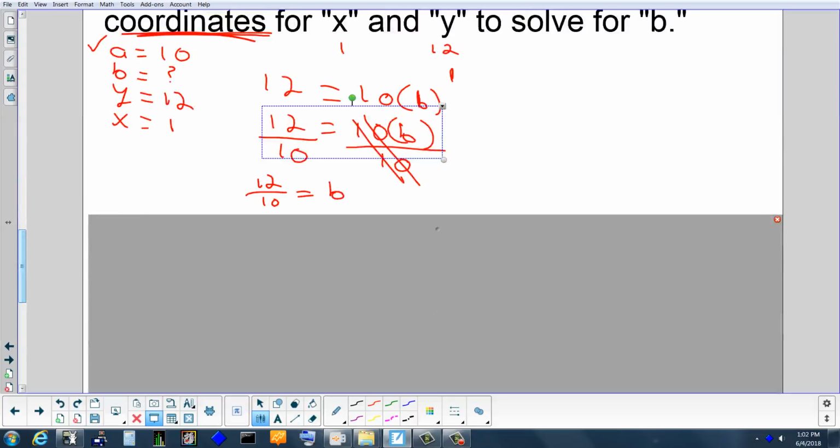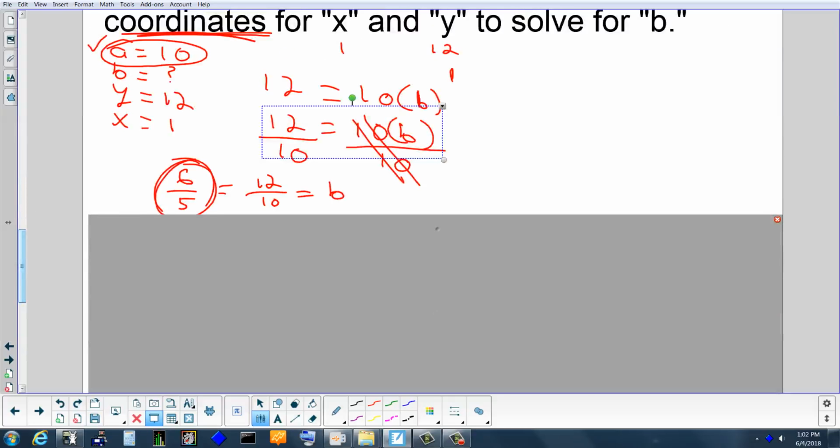So we got 12 tenths, but what can we do with 12 tenths? We can reduce it to 6 over 5. You can divide the top and bottom by 2, and there's your b. Now we've got the two things that we really need. We've got a, we had that right away.